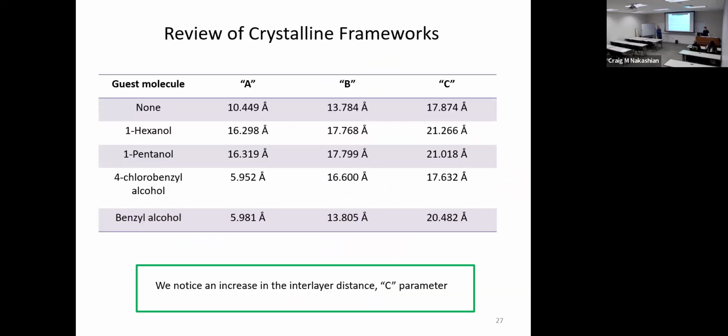All right, so this is the comparative analysis of all these frameworks. Looking at the relative unit cell parameters, the A, B, and the C, the one thing to pay attention to is that we have our empty framework, the hexanol, pentanol, and 4-chlorobenzyl alcohol, so we're going right down that general facet. As you can see, it went from 17.8 to 21 to 21. Then we saw a slight contraction with the chlorobenzyl alcohol, and then it opens back up with benzyl alcohol. So are we expanding our framework as we put molecules in?